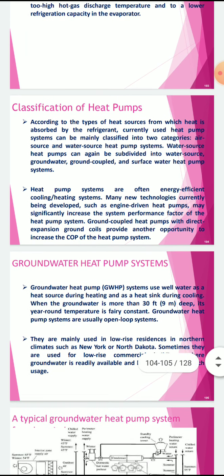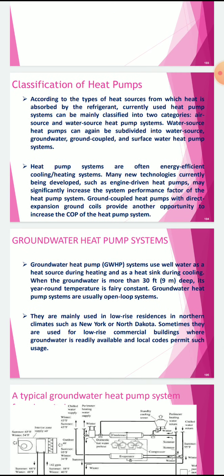Classification of heat pumps according to the types of heat sources from which heat is absorbed by the refrigerant. Currently used heat pump systems can be mainly classified into two categories: air source and water source heat pump systems. Water source heat pumps can be divided into water source, groundwater, ground coupled, and surface water heat pump systems.